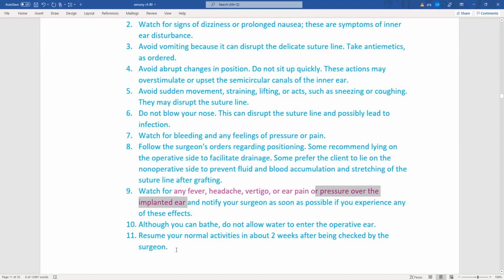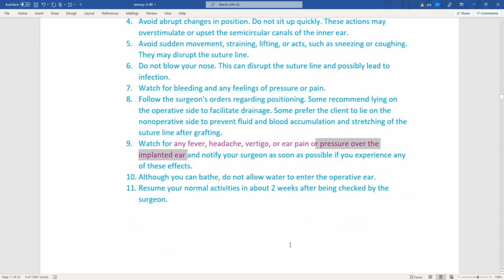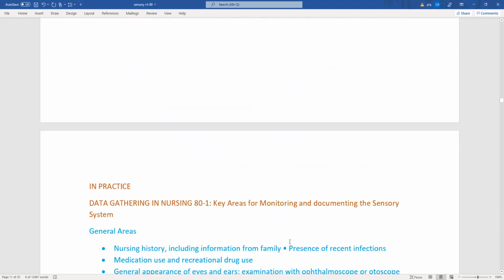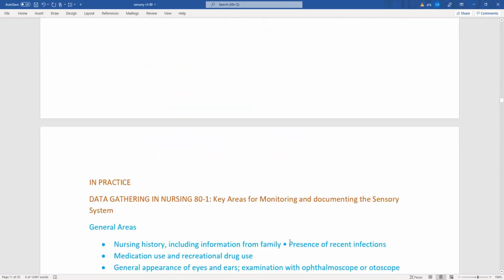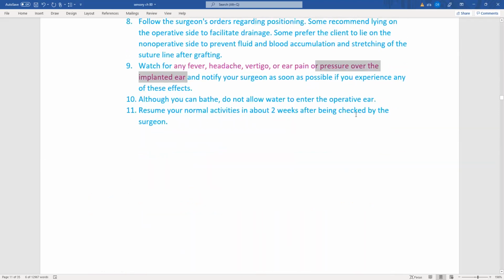Although you can bathe, do not allow water to enter your ear. Don't let any water get in your ear. Resume your normal activities in about 2 weeks after being checked by the surgeon. Okay, that doesn't mean go out partying. That's not what that means. But you can go back to living your lively life in about 2 weeks.